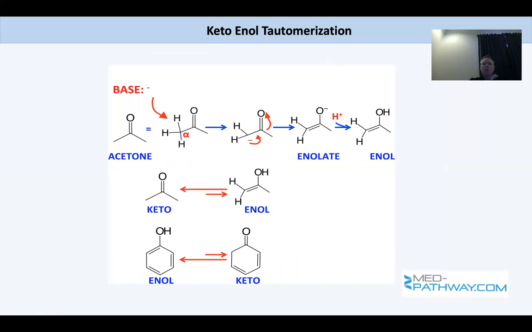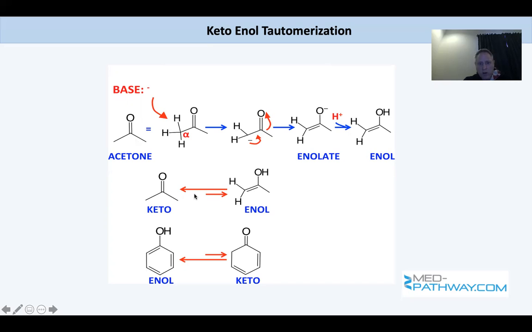Now, another thing that comes out of the aldol is the keto-enol tautomerization. And keto-enol tautomers are structural isomers of each other. So let's take a look. Here's acetone, okay? Acetone has alpha protons. So we pull off the proton with the base. We have a resonance stabilized carbanion, which you see here. This resonance stabilized carbanion is called the enolate, okay? If it picks up a proton, it's called an enol. The enol is a constitutional isomer, a tautomer of the parent compound.